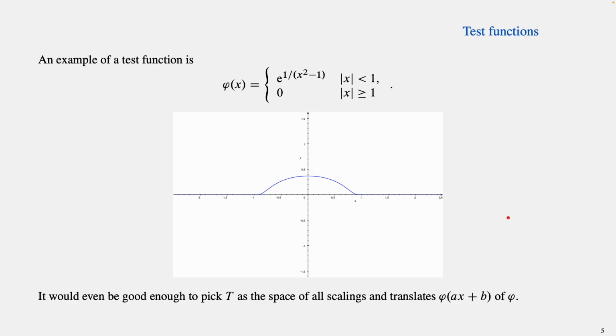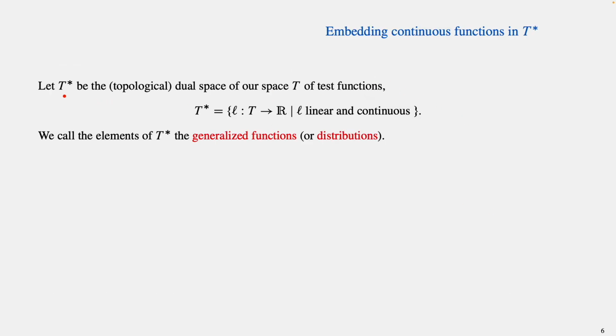Now, by T star, we denote the topological dual space of our space T of test functions, where topological dual refers to it being the linear maps going from the test function space to the real numbers that are also continuous. So this is a technicality in functional analysis that you usually require. It's not really important for us here, but just to keep things proper, I asked for these linear functionals to be continuous. And the elements of this dual space T star are called the generalized functions, or often they're also called distributions.